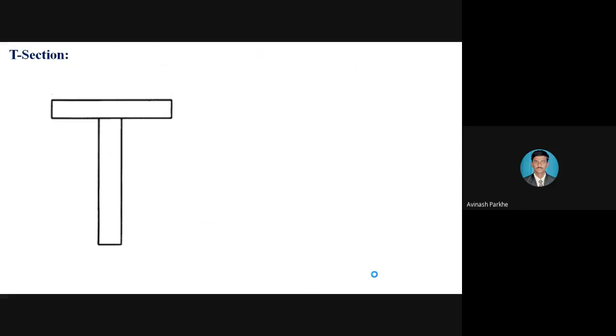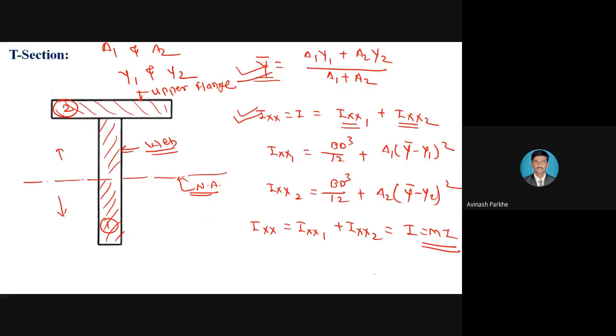Okay, then for the next T section, the structure of the formula is similar to the unsymmetrical I section. Only 2 sections are there, therefore formulas are written in the form of A1 and A2 or Y1 and Y2. These 3 sections are very important because most of the time we have to solve numericals based on the I section, unsymmetrical I section and the T section.